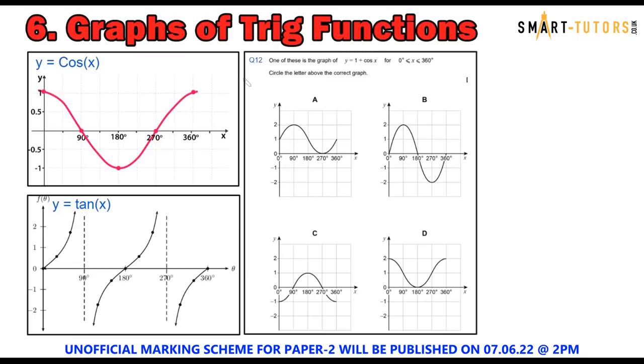We have a question here, question number 12. One of these is the graph of y equals 1 plus cos x between 0 and 360. Circle the letter above the correct graph. So y equals cos x is the cos bucket, and plus 1 means the entire graph is moving up. I would say graph D is the correct one, because 1 becomes 2, minus 1 becomes 0, and 1 becomes 2. So the bucket is up by 1 unit. That is the answer for question number 12.